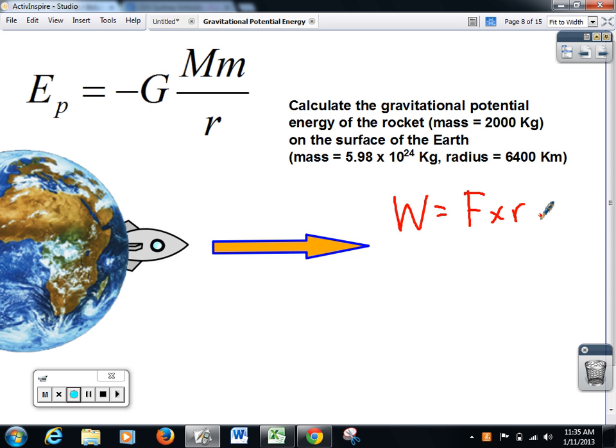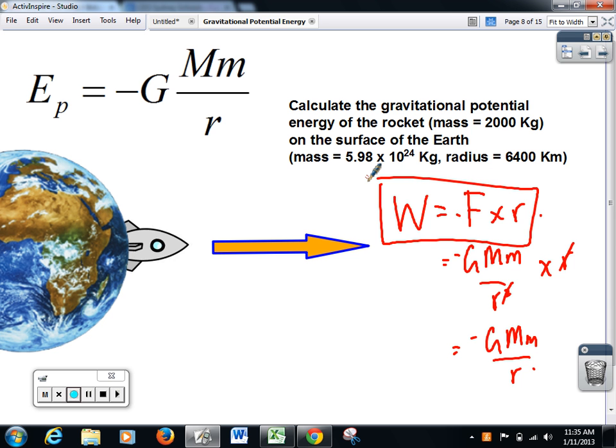Okay? Now, the force of gravity in this case would be GMm on R squared. And if we multiply it by R, we get GMm on R. And by putting the minus sign, it makes the mathematics work. So that's how this formula is derived. It's simply from what we already know as work. And that's the formula that we're using all through this preliminary year. Now it's in the HSC year.